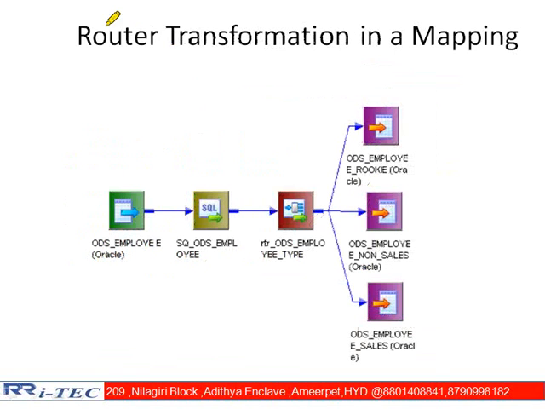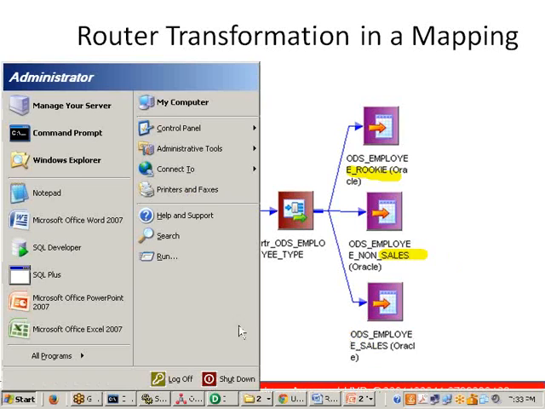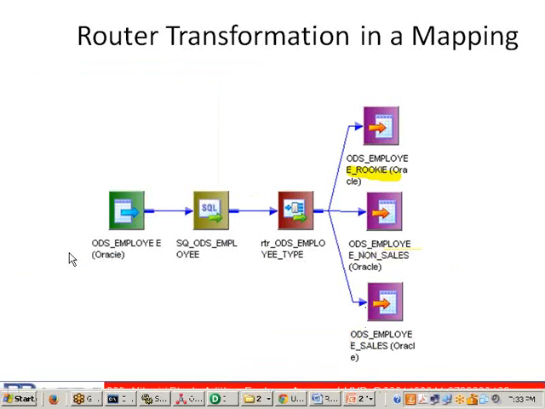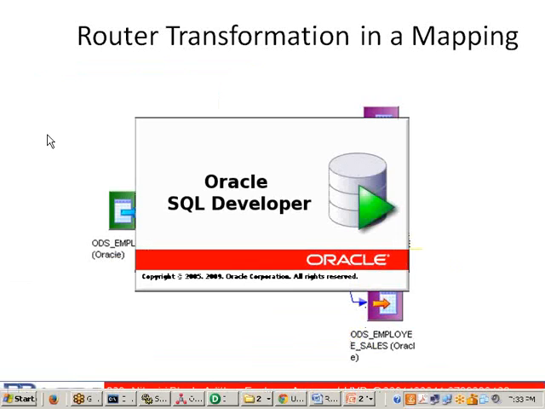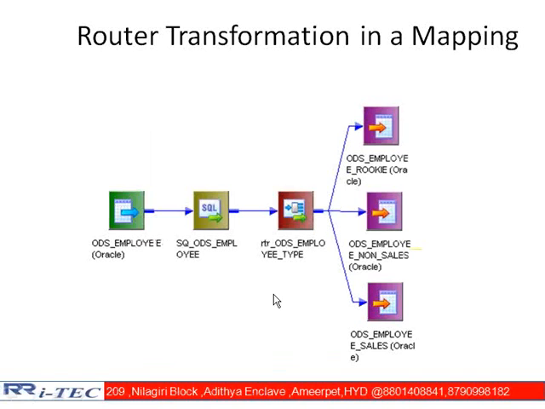Now see this one, the router transformation in a mapping. This is the ODS_EMPLOYEE. Do you remember? ODS_EMPLOYEE is your target in the first mapping. On that I am doing further processing. In the ODS_EMPLOYEE data, I am trying to understand which records are rookie records, which are sales records, and which are non-sales records. If I go and see SQL Developer and my ODS_EMPLOYEE data, let it open. Meanwhile I will discuss other things.